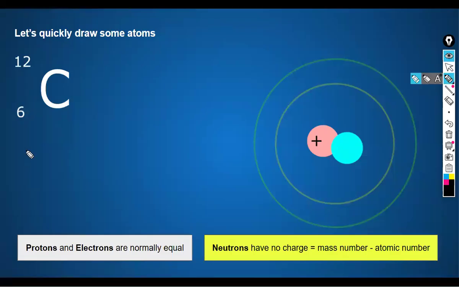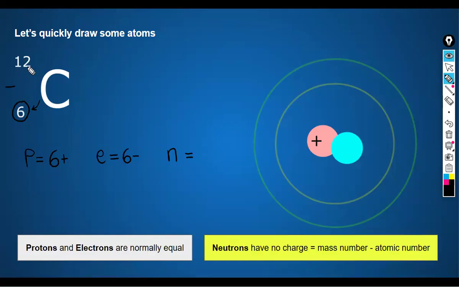So the first thing we need to do is calculate the amount of protons, electrons, and neutrons. The smaller number, which will be underneath if we extract it out of the periodic table, is the amount of protons. It has 6 protons. Protons and electrons are normally equal. So if it has 6 protons, it's going to have 6 electrons. And electrons have a negative charge. To get the amount of neutrons, you minus the big and small number.